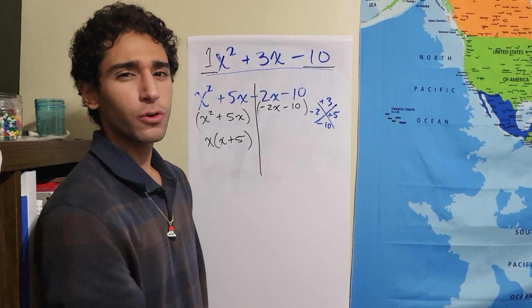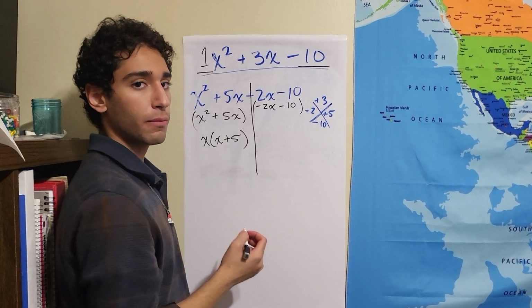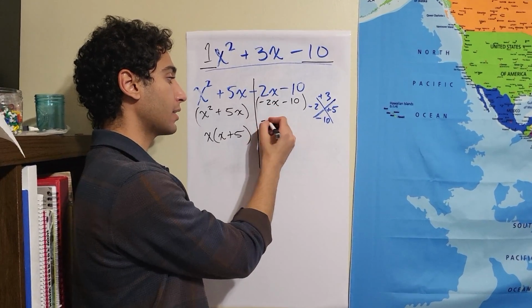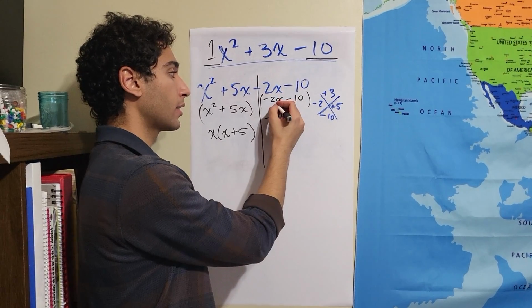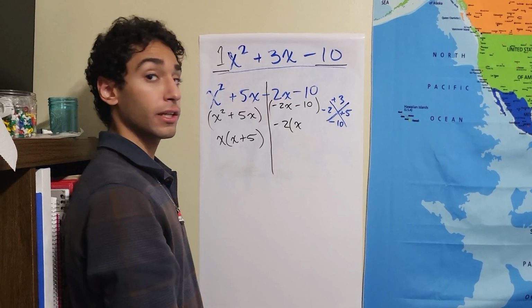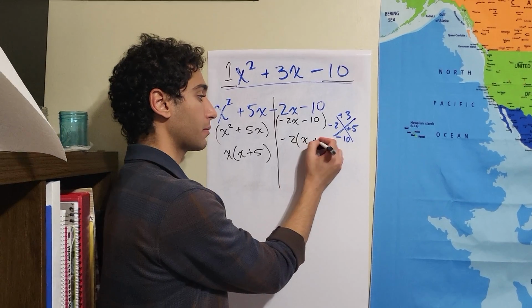Awesome. Now to the second one. We have negative 2x minus 10. They have a common factor of negative 2. So here's what I'm going to do. I'm going to take out the negative 2. Negative 2 times x is negative 2x. Negative 2 times what is negative 10? Positive 5. So x plus 5.